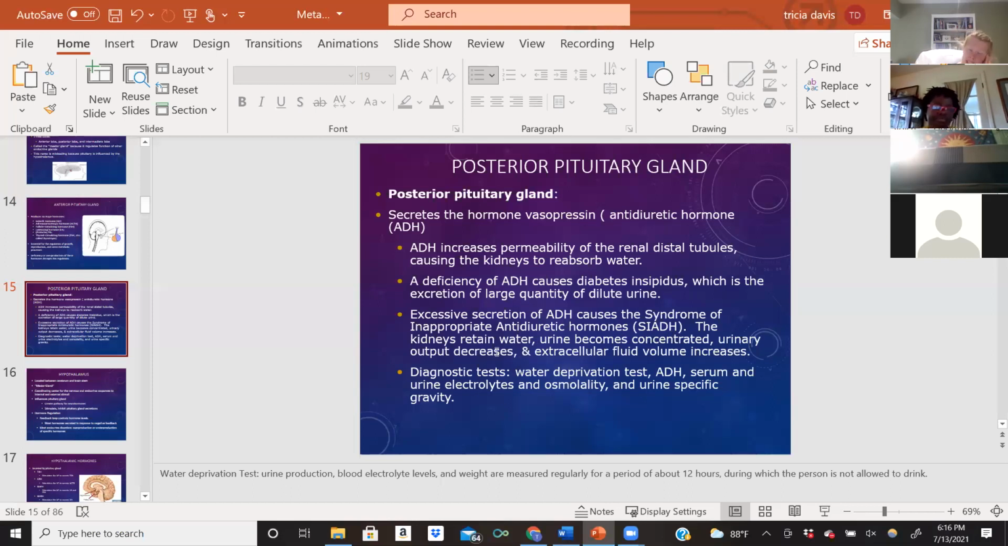Some diagnostic tests that we might do include a water deprivation test, where they look at urine production, blood electrolyte levels, and weight. They measure the patient regularly for a period of about 12 hours, during which time the patient is not allowed to have anything to drink, and they look at how water is regulated in the body. We might look at their ADH levels to see what's going on. We would look at serum and urine electrolytes, and osmolality as well. And then, of course, we would do urine specific gravity.